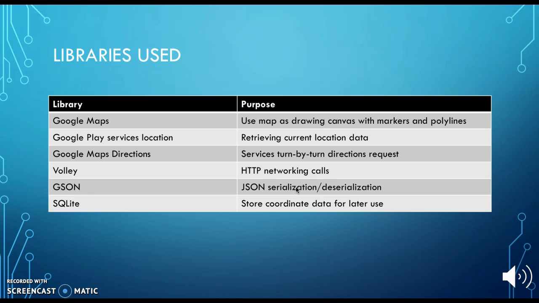Basically, Volley is an HTTP networking helper library that allows you to easily create HTTP requests. I then used Google's JSON library to serialize and deserialize the JSON. I also needed to create a custom Java class so that my Google Maps directions could be transformed from JSON to a usable Java object.